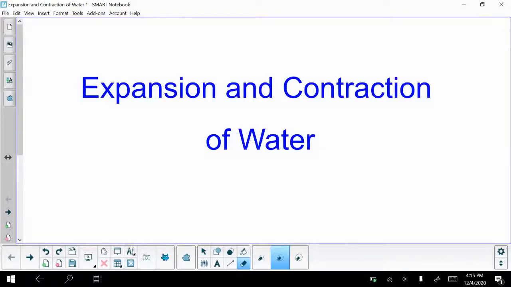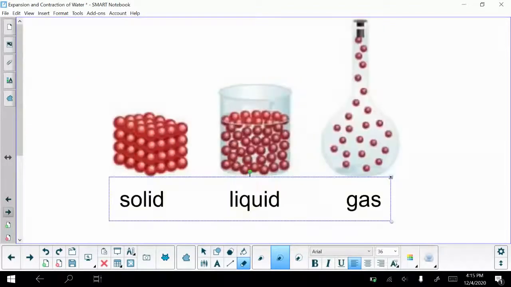Today we're going to talk about the expansion and contraction of water and how that compares to the expansion and contraction of other materials. We have been talking about how molecules move in the states of matter, like solid, liquid, and gas. In solids, the molecules are moving much less and are typically very close together.